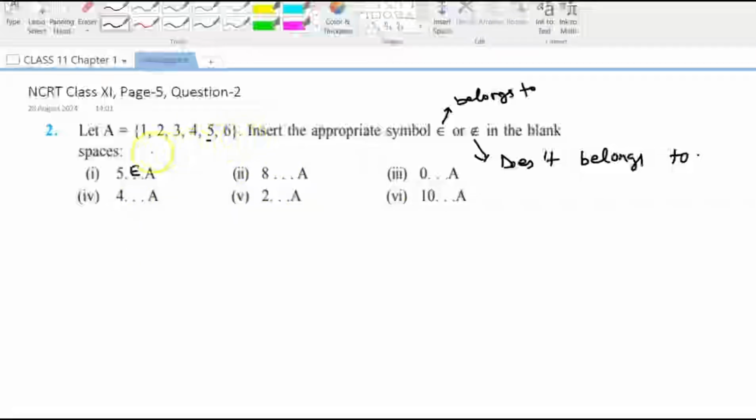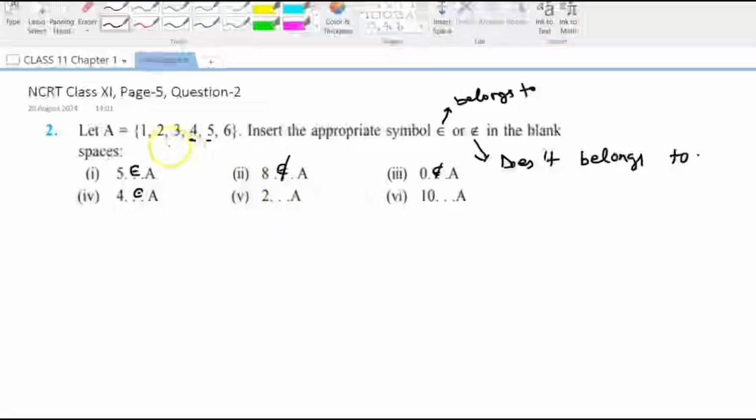Does 8 belong to this set? You cannot see 8 here. It does not belong to this set. Does 0 belong to this set? We cannot see 0 here. So it does not belong to the set. Does 4 belong to this set? Yes, we can see that 4 is over here. So 4 belongs to this set.